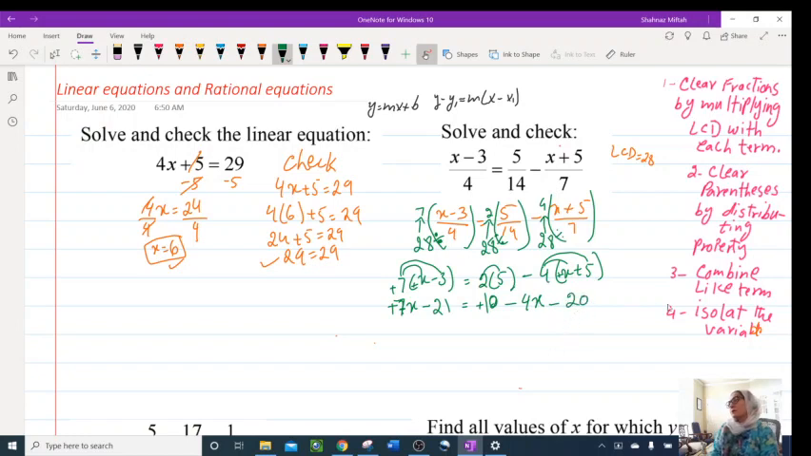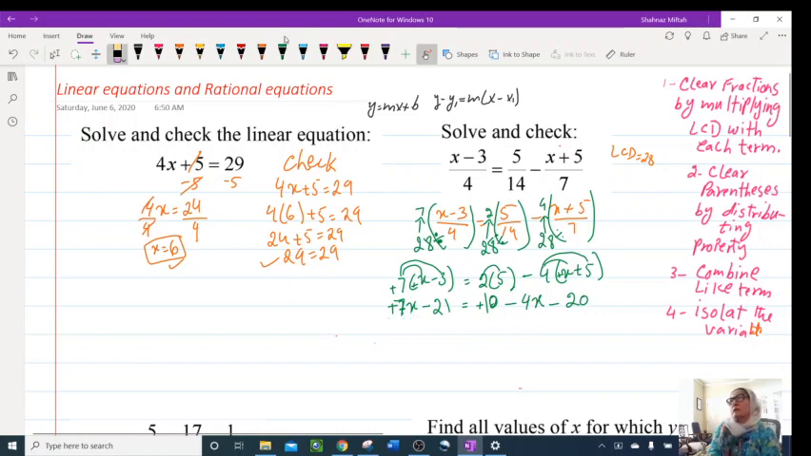Now I have to combine like terms, and you can tell my like terms are 7x and negative 4x. And this 4x, I'm going to move it to the left side of the equal sign. You can move the 7x, it's your choice. I like my variable on the left. So let's erase that. These are my like terms.